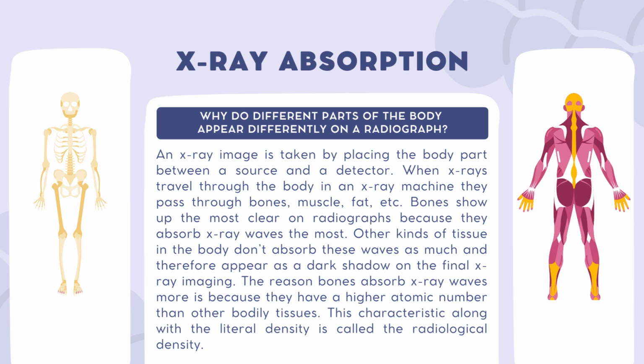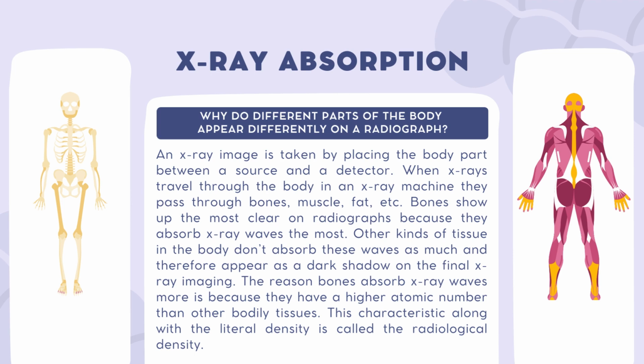So, why does this happen? This is because when you're taking an X-ray image, you're of course putting the body part between an X-ray source and a detector. When the X-rays travel through the body in the X-ray machine, they pass through bones, muscle, fat, etc. The bones show up the most clear because they absorb X-ray waves the most. Other types of tissues in the body don't absorb these waves as much and show up as dark shadows on the final radiograph. The reason that bones absorb X-rays more is because of what's called their radiological density.